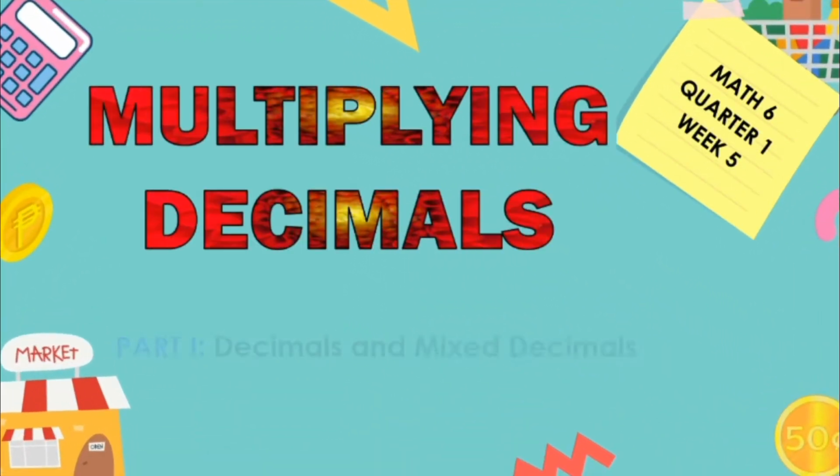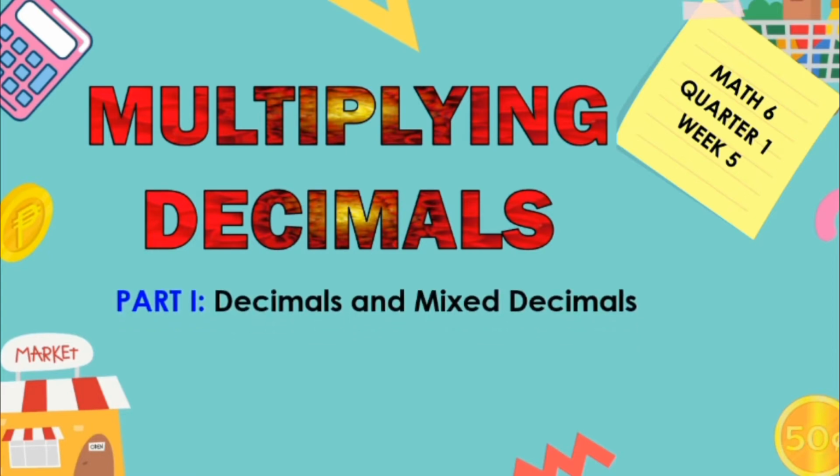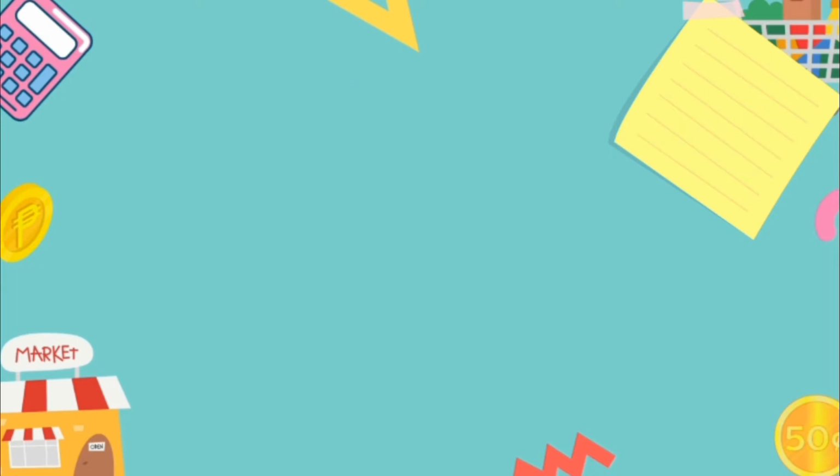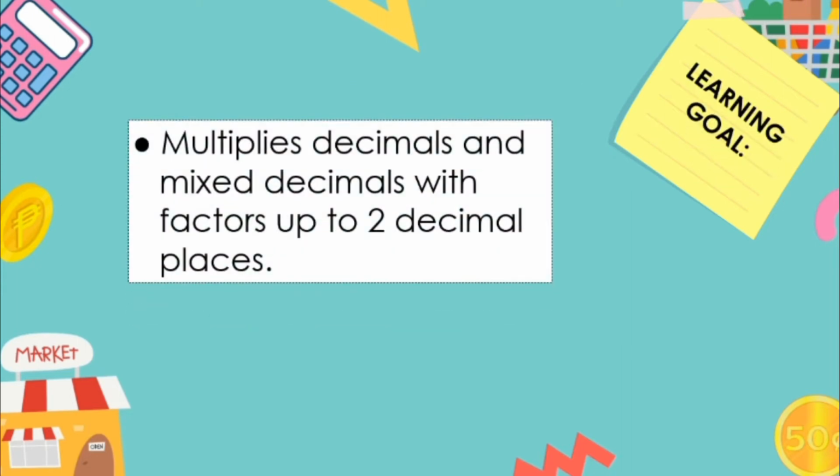Multiplying decimals. Part 1. Decimals and mixed decimals. Learning goal: multiplies decimals and mixed decimals with factors up to 2 decimal places.